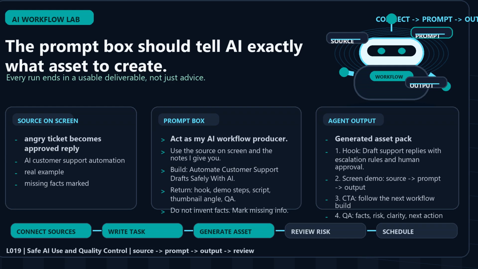Now watch the prompt logic. We do not ask, "Give me ideas about AI customer support automation." We ask for a specific asset. Build the workflow. Show the demo sequence. Write the retention hook. Create the viewer action. Add the quality control checklist. Keep it in the AI workflow lab niche: practical AI systems, no-code automation, creator operations, and business workflow improvement.